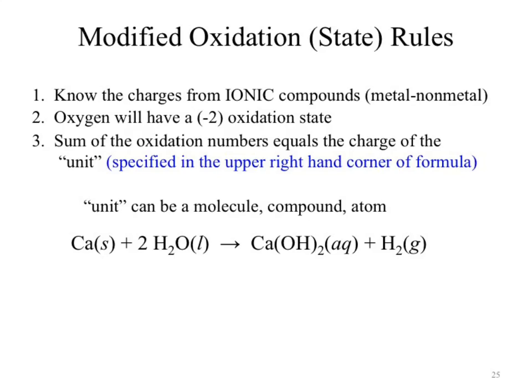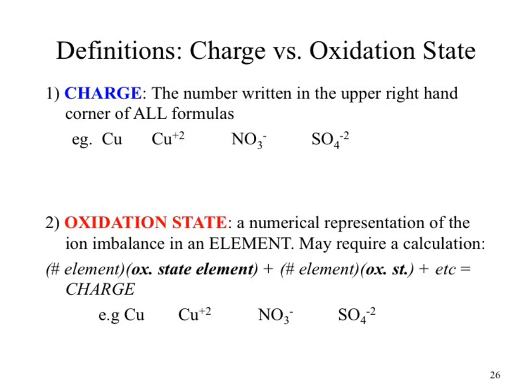Where things get a little bit weird is your unit can be a molecule, it can be a compound, it can be an atom, it can be a complex ion. Your unit can be anything. But that unit will be somehow given to you. So, let's take a look at some examples. Charge. What is the charge for those 4 units?